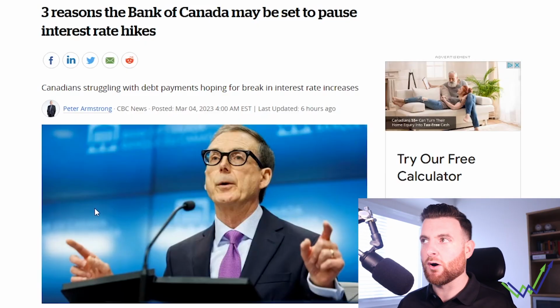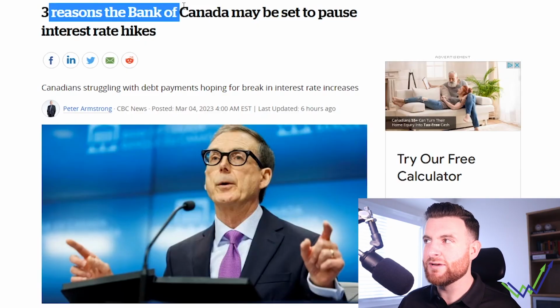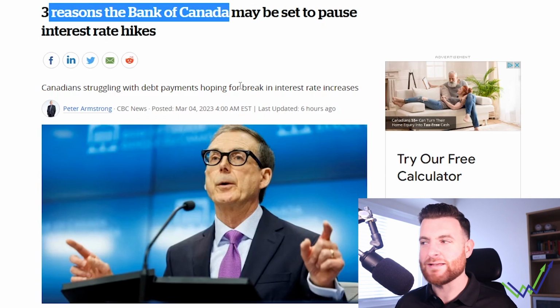We have a big decision coming up this week, but Tiff Macklem has already given some inclinations that we are going to be holding steady. There is a pause in potential interest rate increases. So we'll take a look at some of the reasons why Tiff has mentioned this by jumping into the CBC article here, listing the 3 reasons the Bank of Canada is set to pause.